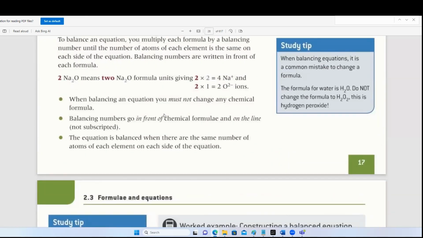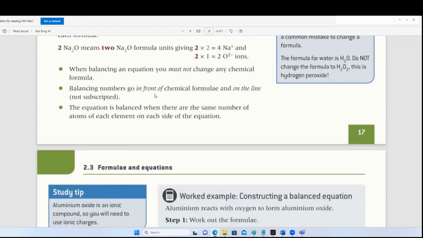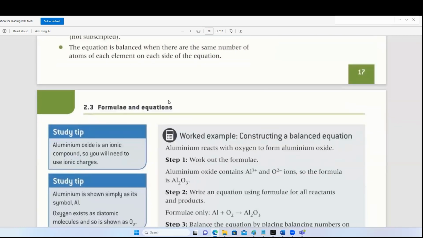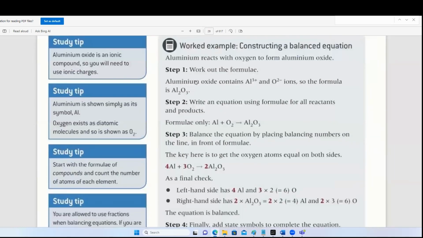You must not change any chemical formula. Balancing numbers go in front of chemical formulas and on the line, not subscripted. You already know this. This equation is balanced when there are the same number of atoms of each element on each side. I think you already know all of this. So should we go through this example? Constructing a bunny. Is it the same way as GCSE? Yes, I think so.